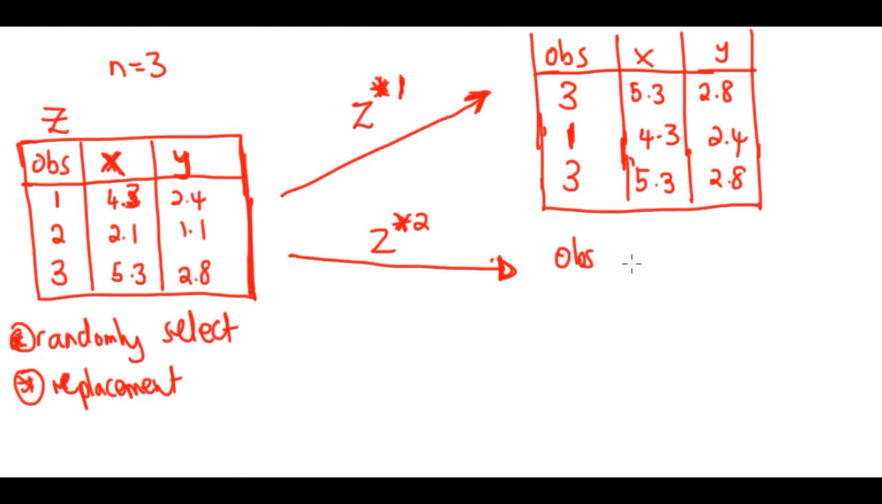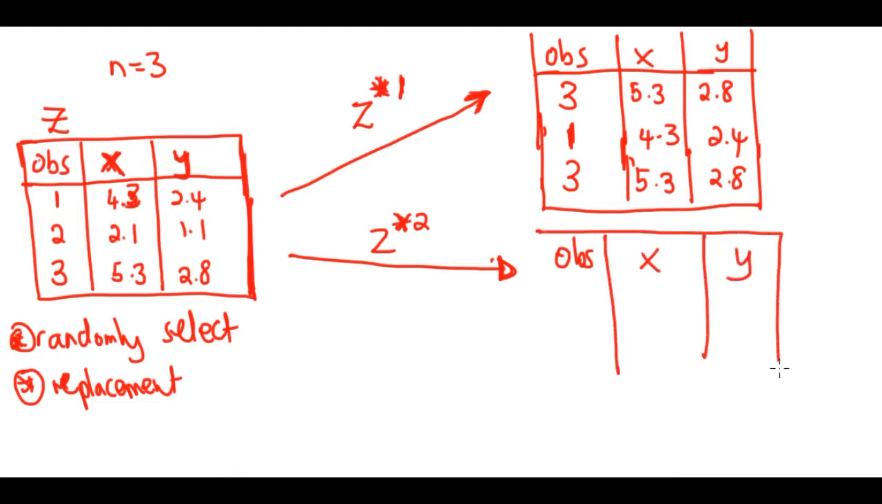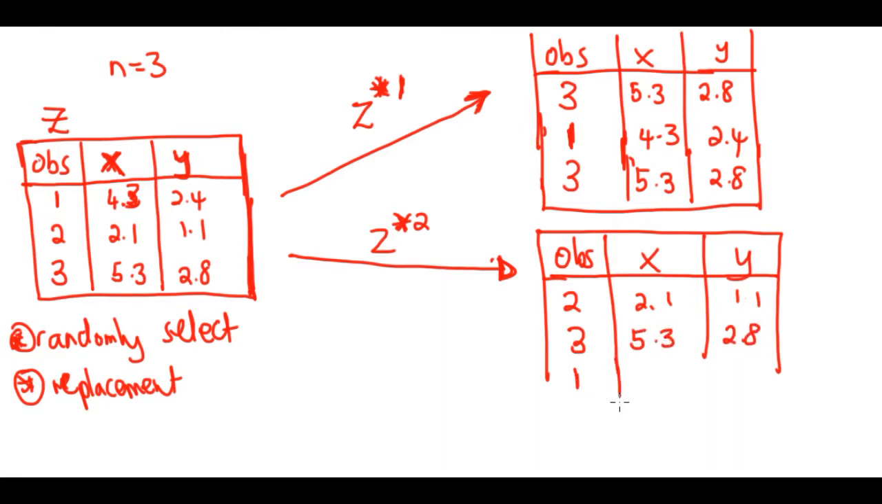In Bootstrap, we randomly select from the same data set, but with replacement. So let's say here we pick number 2. It's going to be 2.1 and 1.1. And then we pick observation number 3. It's going to be 5.3 and 2.8. And then we pick observation number 1. It's going to be 4.3 and 2.4.